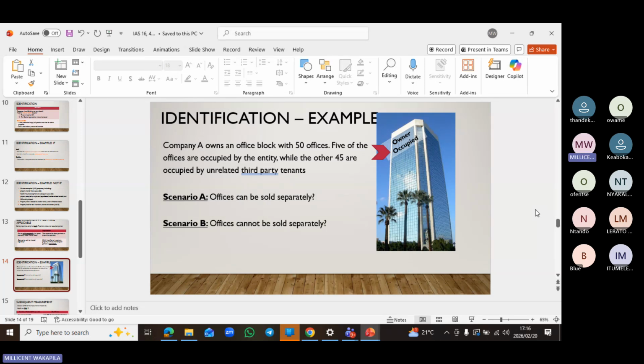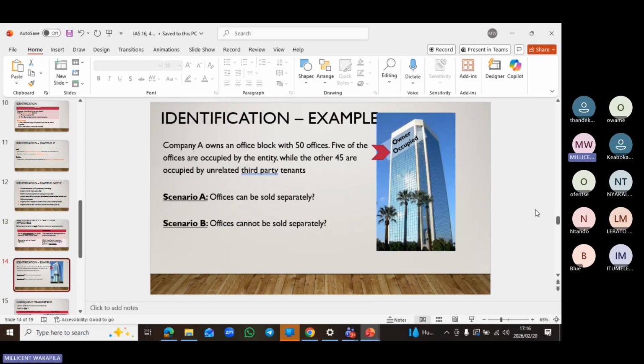Then scenario B, cannot be sold separately. Now we are looking at the significance part. Let me quickly calculate: 5 of 50 is 10%. So it means the owner-occupied portion is insignificant, so we can classify the whole building as investment property. Is that clear?